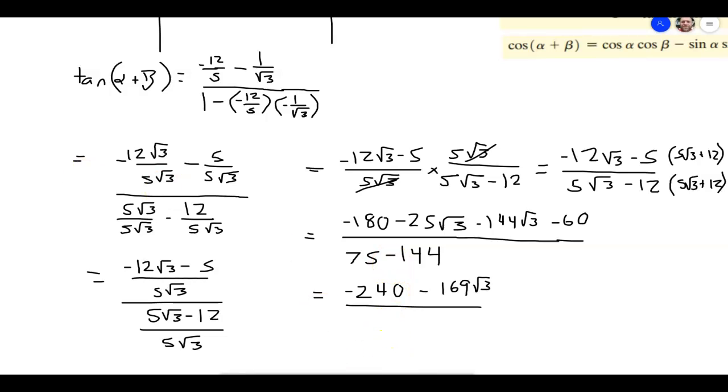Doing it on my calculator. Minus 144, negative 69. And if you want, you could divide everything by negative 1 and turn everything positive. And that's it.